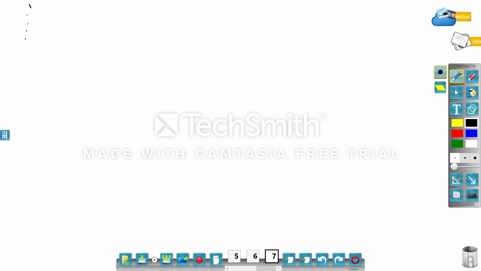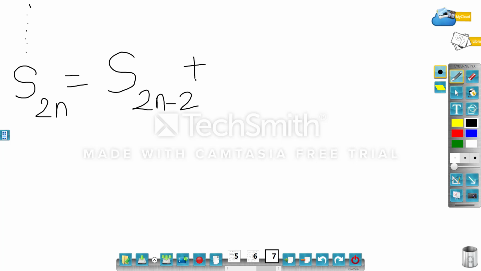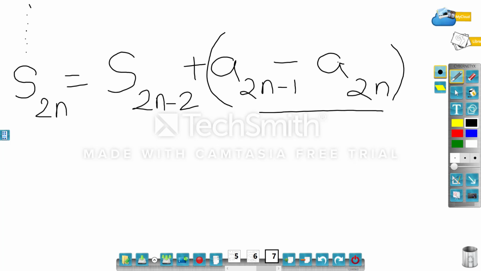If I continue in this manner, I will have S of 2n is the same as S of 2n minus 2 plus a of 2n minus 1, sorry, it should be minus now, minus a of 2n. Now this bracket is positive, so this implies that this is greater than or equal to S of 2n minus 2.